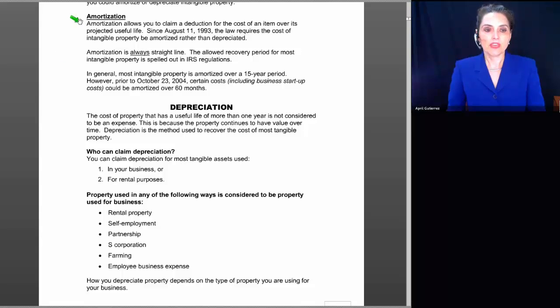Amortization, by comparison, allows you to claim a deduction for the cost of an item over its projected useful life, and since August 11, 1993, the law requires the cost of intangible property be amortized rather than depreciated. Amortization is always straight line, and the allowed recovery period for most intangible property is spelled out in the IRS regulations. In general, most intangible property is amortized over a 15-year period. However, prior to October 23, 2004, certain costs, including business startup costs, could be amortized over 60 months instead.